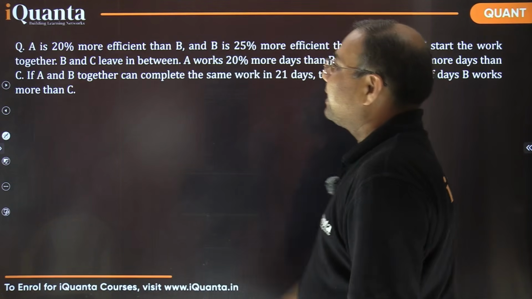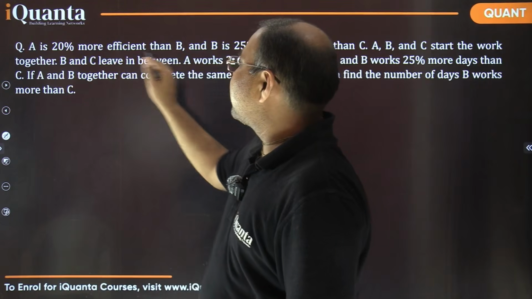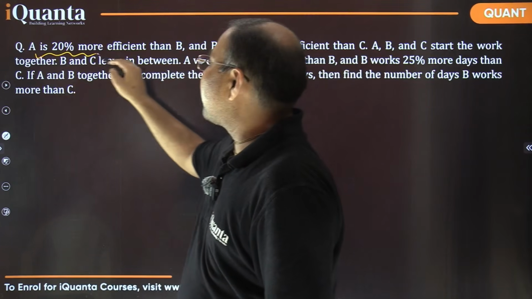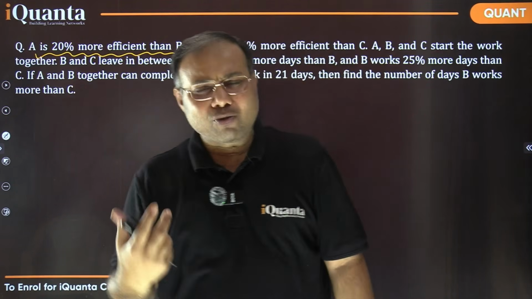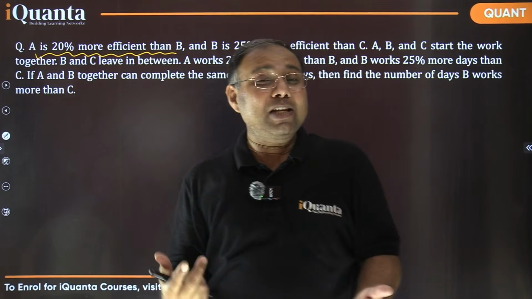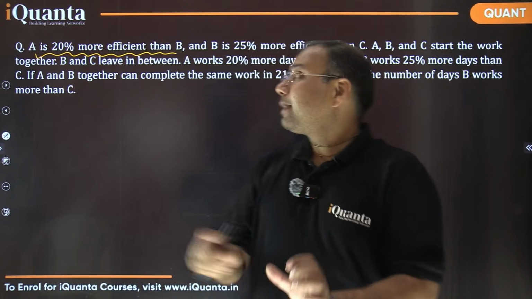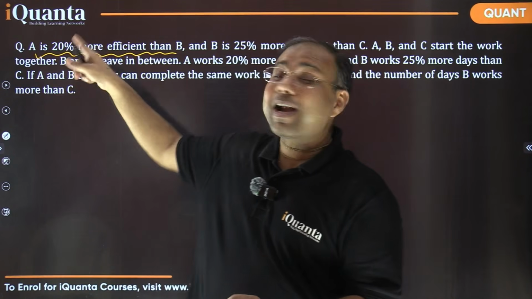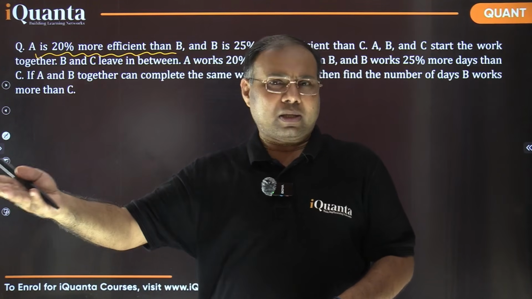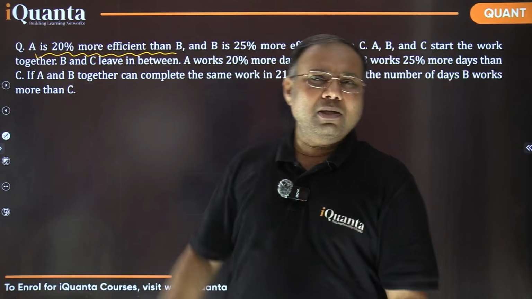So it says A is 20% more efficient than B. Now, sometimes students get confused in the simple part. What is the meaning of that more efficient? It's very simple thing that in same duration of time, that person is able to do 20% more task or more work, right? In comparison to this person B, right?